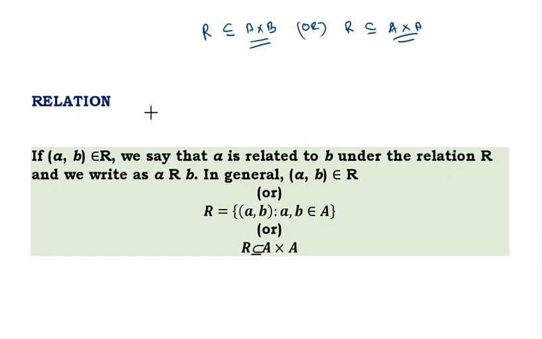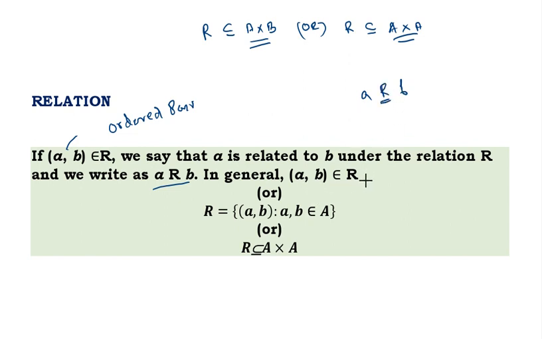So actually, what is the definition of a relation? (a, b) within the bracket is known as an ordered pair. In the ordered pair, a is said to be the pre-image and b is the image. If (a, b) belongs to R, we say that a is related to b with respect to the relation R. Or the same thing can be written as a and b are connected by the relation R.